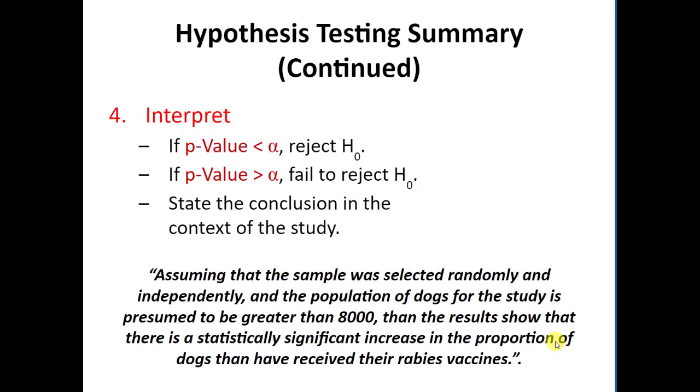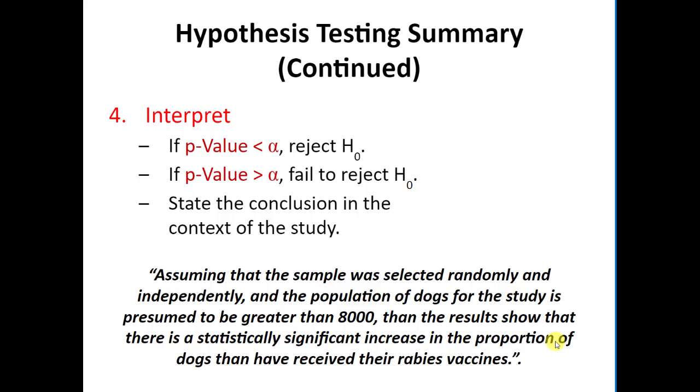The last step, we are going to state the conclusion in the context of the study. And we have to remember that there were a couple conditions that we had to make sure were met before anybody could take this as some indication that there's been a change in the proportion of dogs getting vaccines. So we wrote, assuming that the sample was randomly and independently selected, and the population of dogs for the study is greater than 8,000, then the results show that there is a statistically significant increase in the proportion of dogs that have received their rabies vaccines.